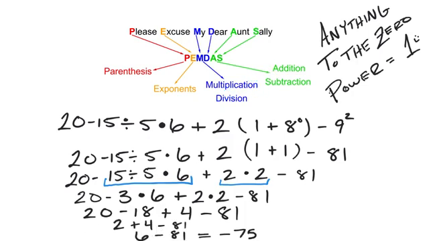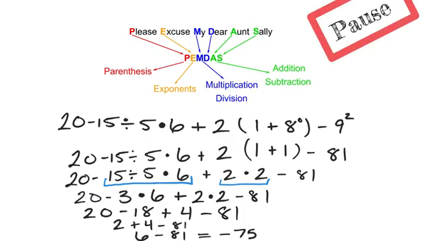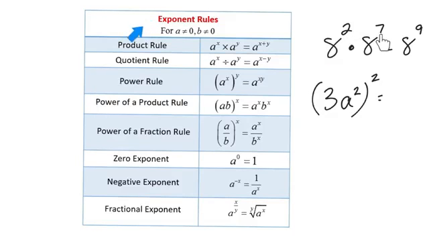Woohoo! So, exponent rules. We've got the same base. Add those exponents. You've got a power rule here. With parentheses, you would be multiplying the exponents.